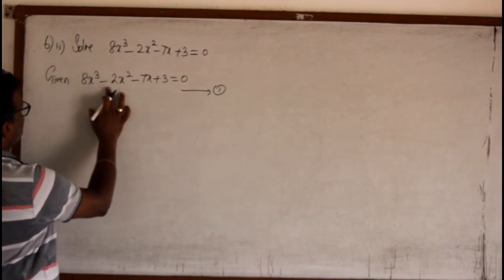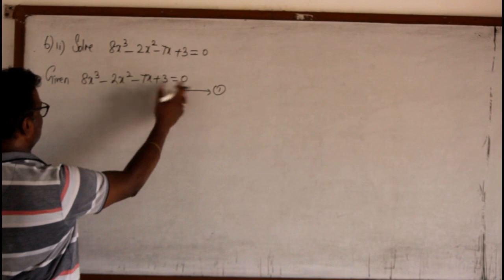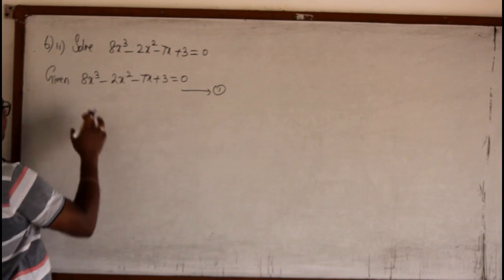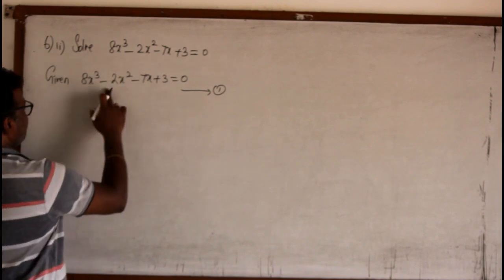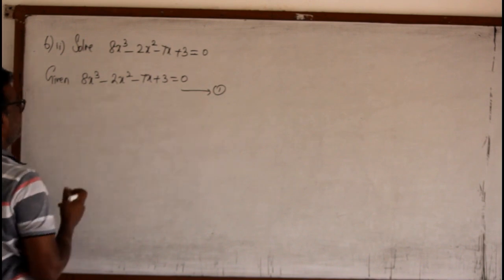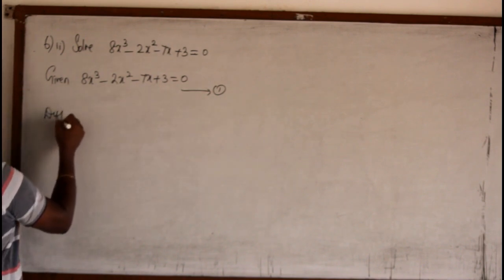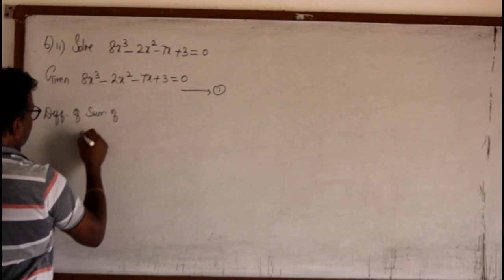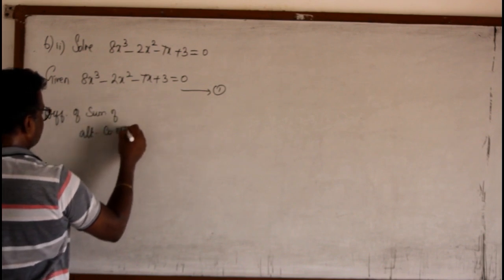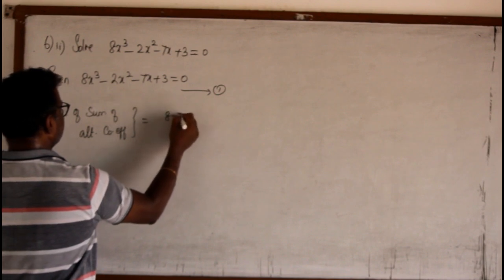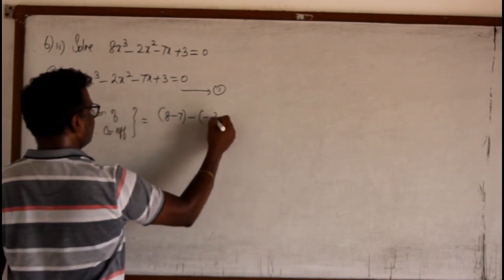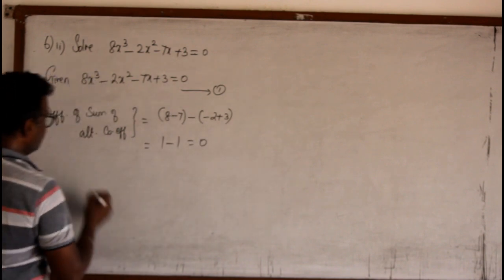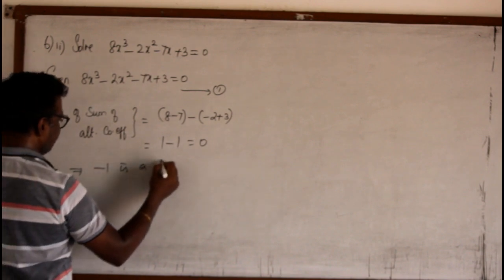Suppose if I add 8 minus 2, 6, 6 minus 7, minus 1 plus 3, 2. So I am not getting anything. So let me go for some other thing. Suppose if I go for alternate coefficients, 8 minus 7 is plus 1, minus 2 plus 3 is plus 1. When I subtract, it becomes 0. That is difference of sum of alternate coefficients. That is equal to 8 minus 7 minus 2 plus 3. 8 minus 7 is 1, minus 1, it becomes 0. In this case, minus 1 is a divisor.